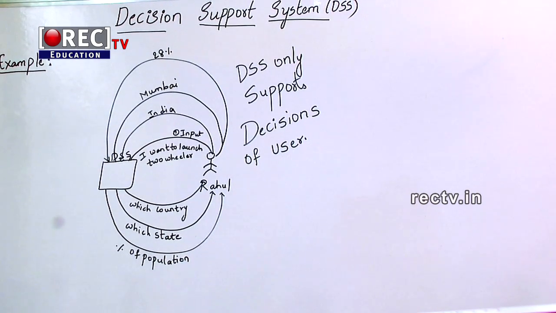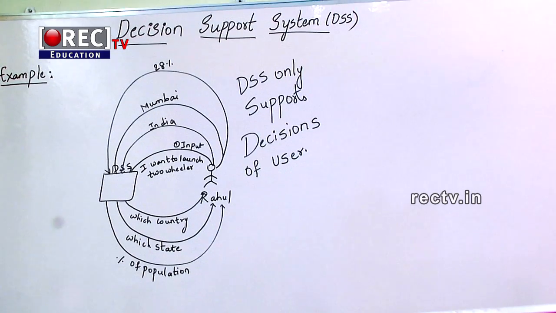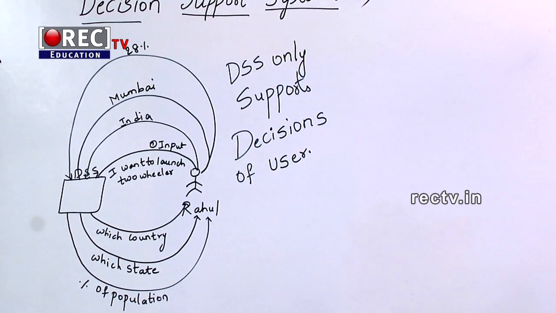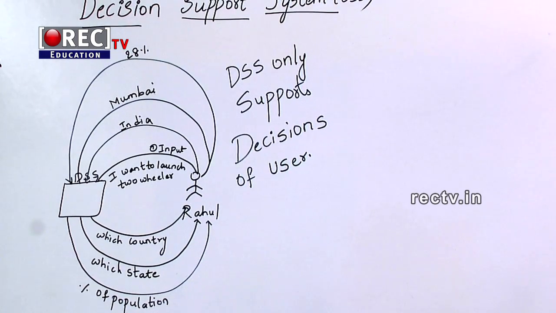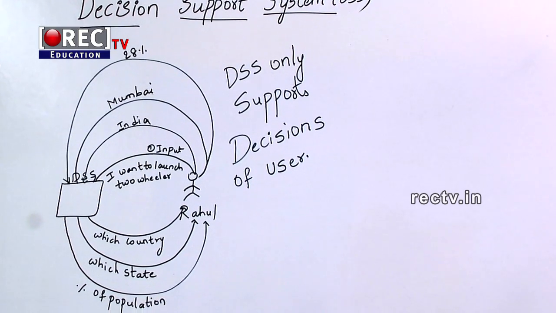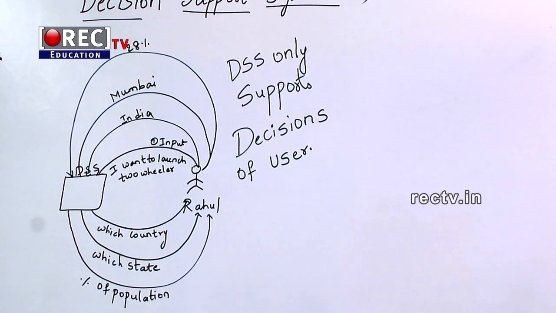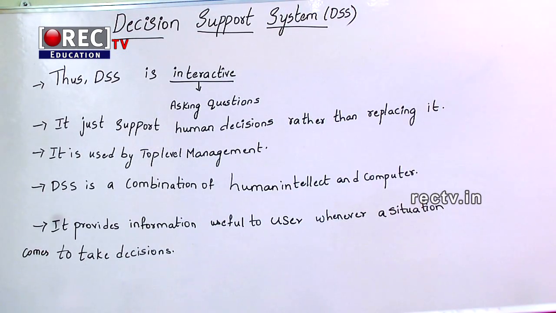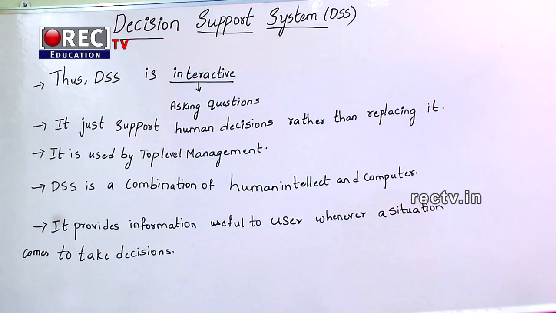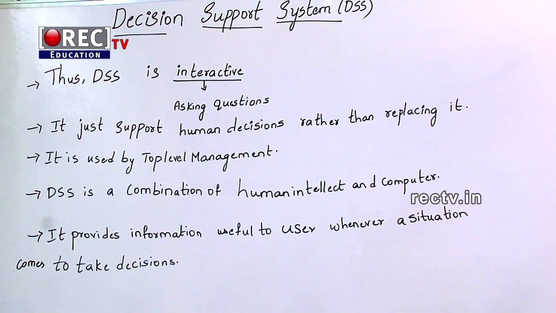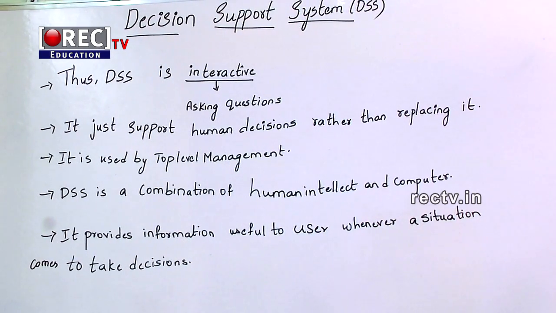Thus, this DSS only supports the decision of the user. Here Rahul has already taken the decision that he wants to launch a two-wheeler. But to launch the two-wheeler successfully, this DSS is only helping Rahul to take the right decision. By keeping the Rahul Bajaj example in mind, we can easily understand this answer. Now let us see how that example coordinates with this answer.